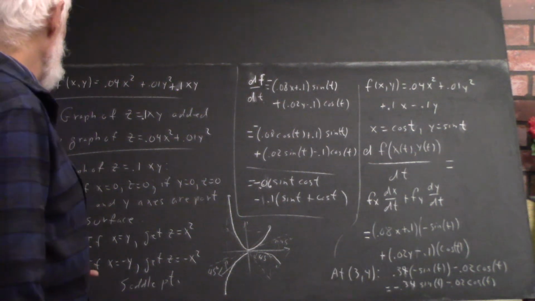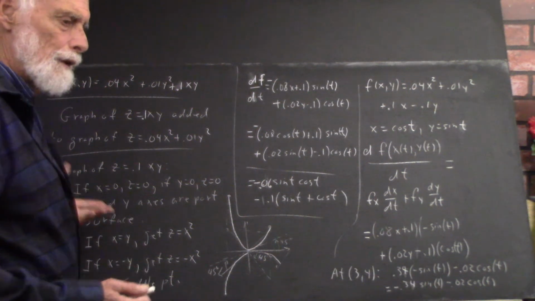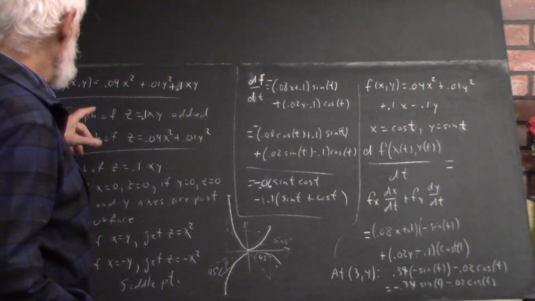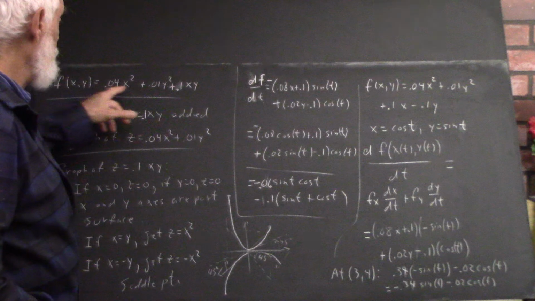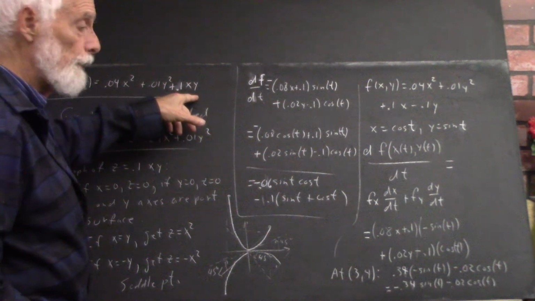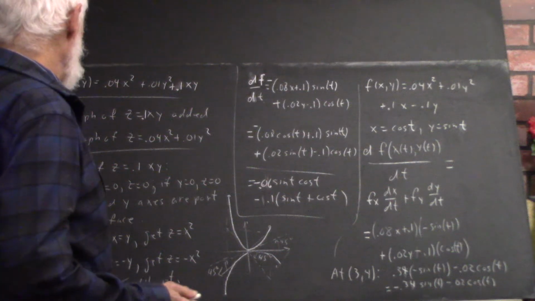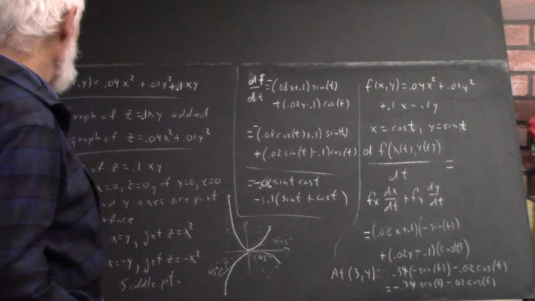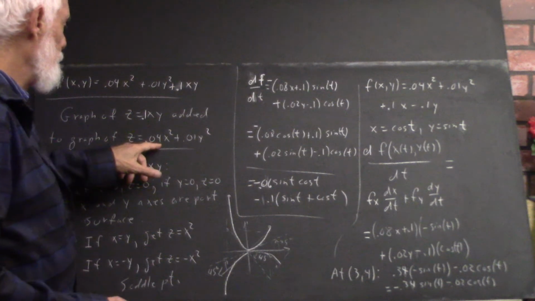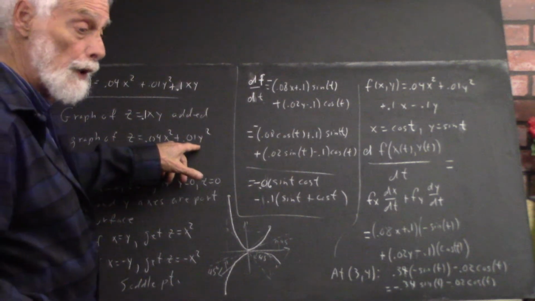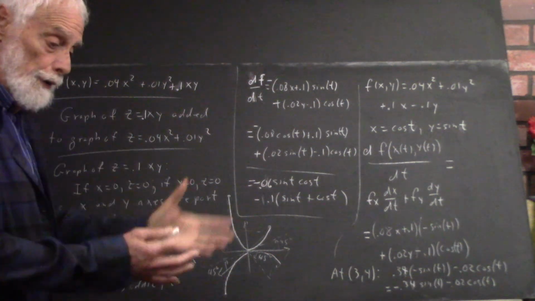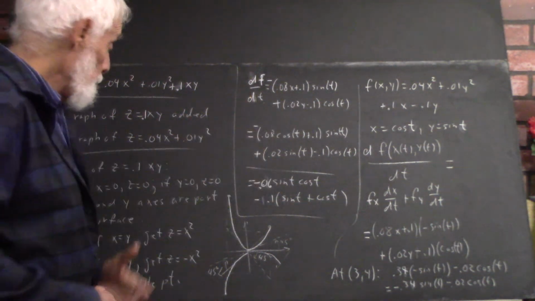Now I want to consider a little bit more about saddle points. I'm going to take the function f of x, y, the 0.04 x squared plus 0.01 y squared, and I'm going to add 0.1xy. Now the graph of z equals 0.1xy would then be added to the graph of z equals 0.04 x squared plus 0.01 y squared. The graph of this function we know is the elliptical paraboloid.